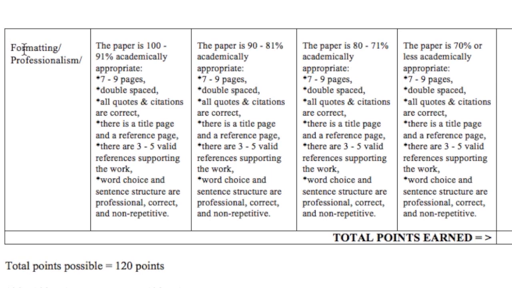This last part shouldn't shock you too much. Of course, formatting and professionalism. Graduate school, School of Education, basic APA formatting. There's nothing here that's shocking. Let's go over it. 7 to 9 pages. That's all in. That's title page and reference page. Double spaced. All quotes and citations are correct. 3 to 5 valid references supporting the work.